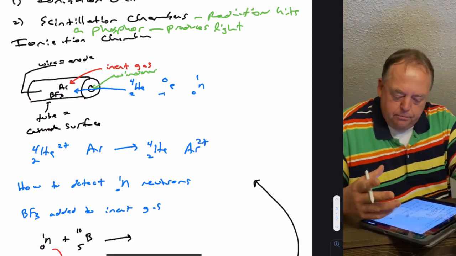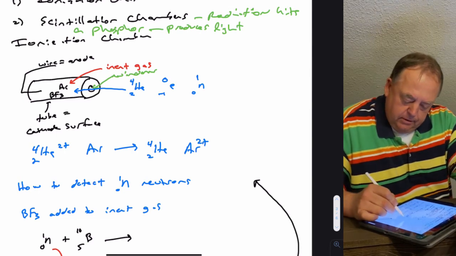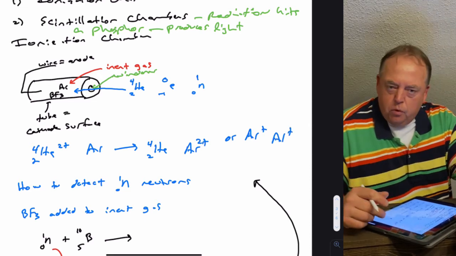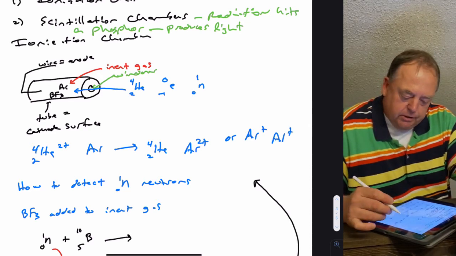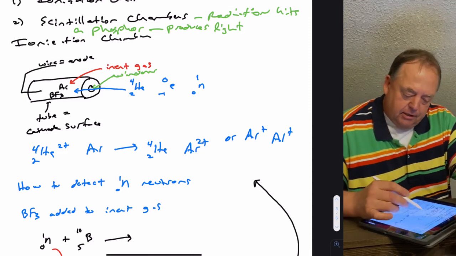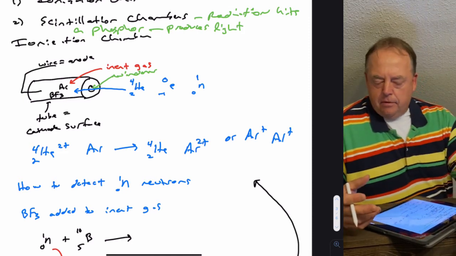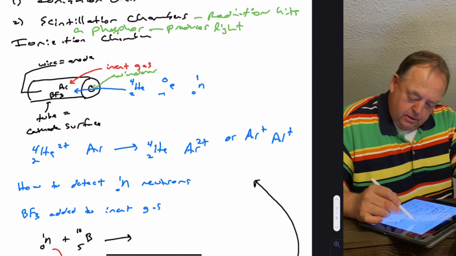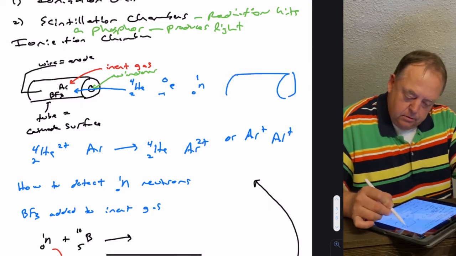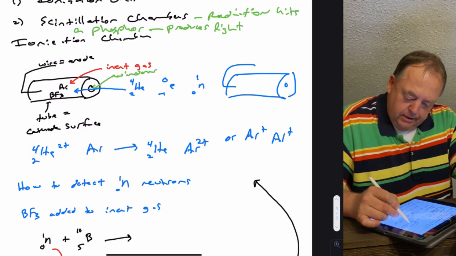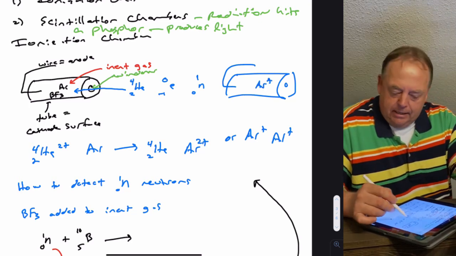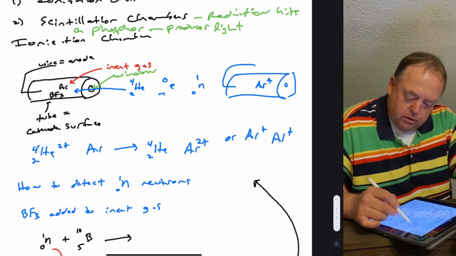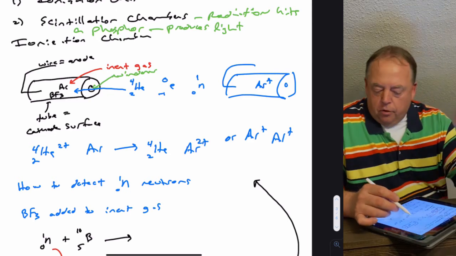It may take 1 electron, it may take 2. So it may take 1 electron from 2 argons or 2 electrons from 1 argon, but the point is now your inert gas has been ionized, right? That's why it's called an ionization chamber. If you ionize something, that means it becomes positive or negative. And so now in the ionization chamber, your gas has been ionized. And so now that can migrate to the cathode or anode surface.